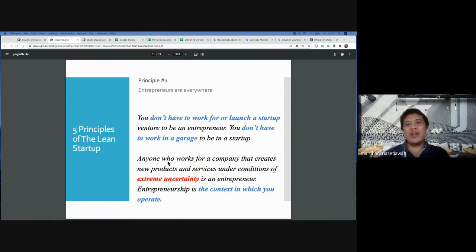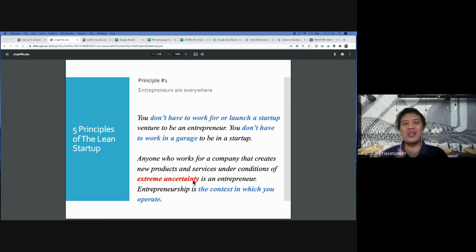I have one friend in Yogyakarta who knows one of the most successful entrepreneurs in Yogyakarta. He opened the business when he was a student, taking the opportunity to help other students finish their theses, for example. So that's cool. Anyone who works for a company that creates a new product or service under conditions of extreme uncertainty is an entrepreneur. Especially this is for people who work for a company. And if we don't work for any company, the uncertainty is even more extreme.